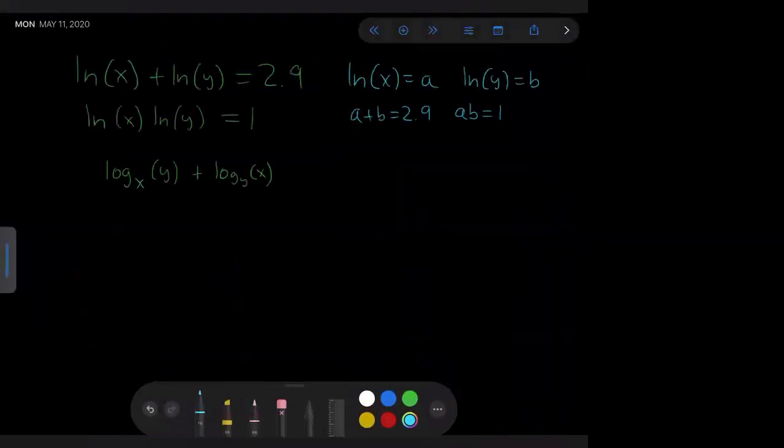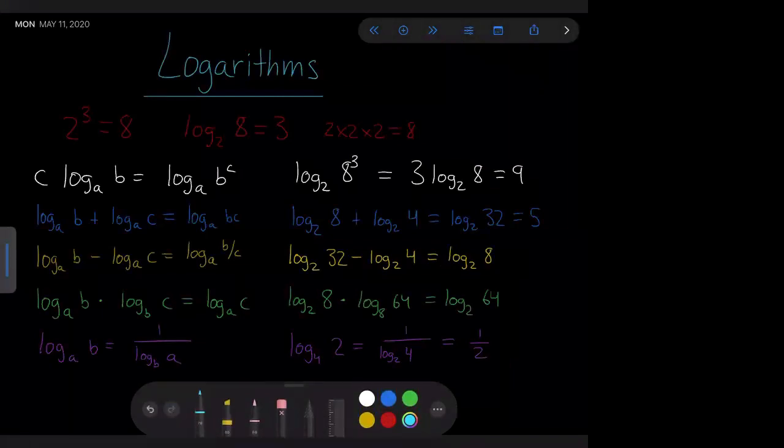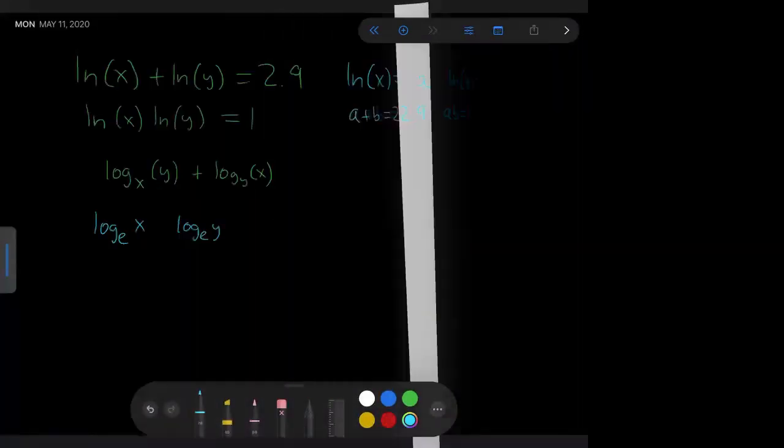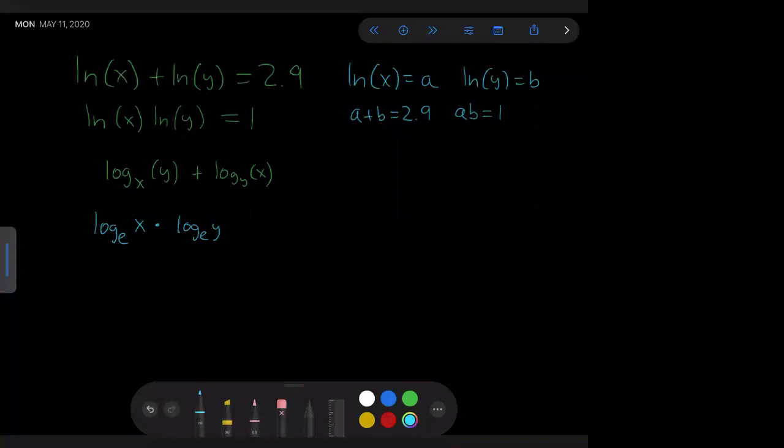Log base x of y, we know our log base e stuff, right? Log base e of x, and then log base e of y. Now let's see what we do here. When we multiply them, we change bases, right? So let's multiply these. Sorry, this should not be log base e. This should be log base x of y. And this should be log base e of y.